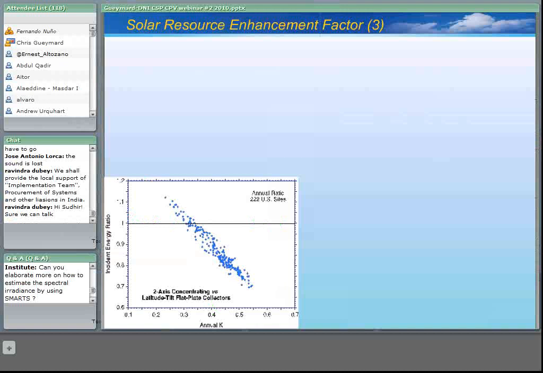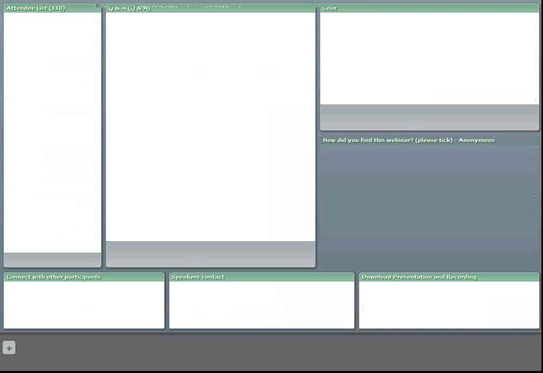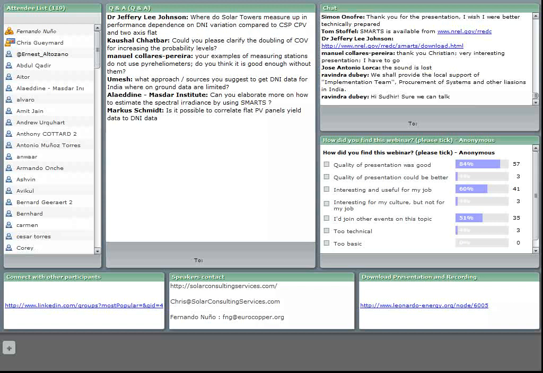Okay, Chris, thank you very much. So let's now come back to the questions. Next question from Maria Martinez: what are the corrections to make to the long-term satellite models using the measured data?